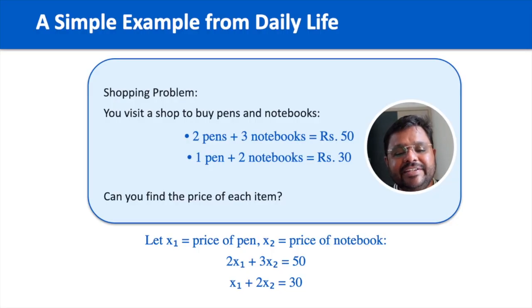So we can readily rewrite that situation into a mathematical form by assuming that x1 is the price of the pen and x2 is the price of the notebook. Then we can write 2 pens and 3 notebooks equal to 50 rupees as 2x1 plus 3x2 is equal to 50. And 1 pen and 2 notebooks equal to 30 rupees as x1 plus 2x2 is equal to 30. So above is a real life situation and below is its mathematical model. One practical situation and one mathematical model. This model is linear. So such a system is called a linear system.